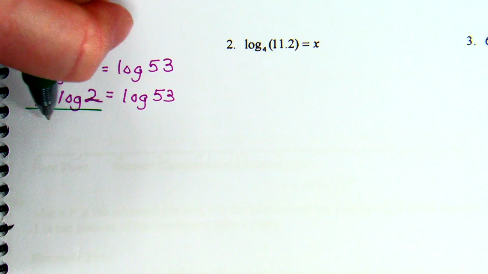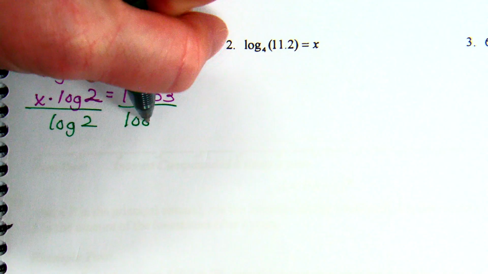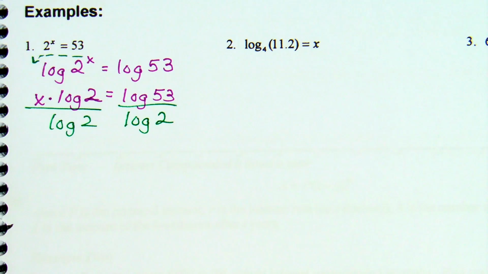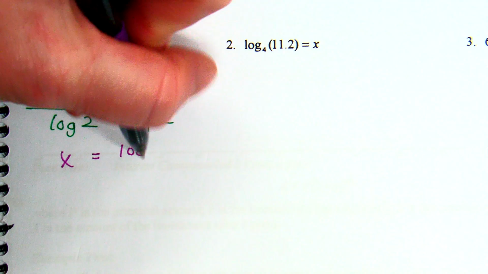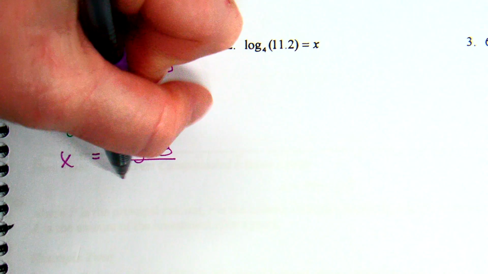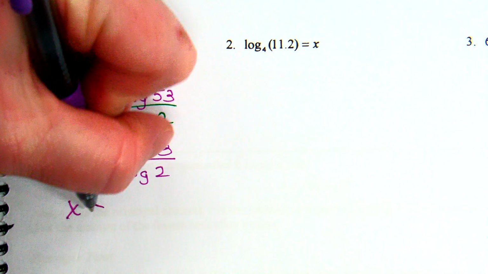Can you actually go ahead and figure out the log of 53 and the log of 2? I would not. No. Hang with me here. So if it's x times log 2, I want to divide by log 2. If I divide the left by log 2, divide the right by log 2. And so in that case, we come up with x equal to whatever log 53 divided by the log of 2 is. Now, I would not leave your answer here. This is where I would go the decimal route.